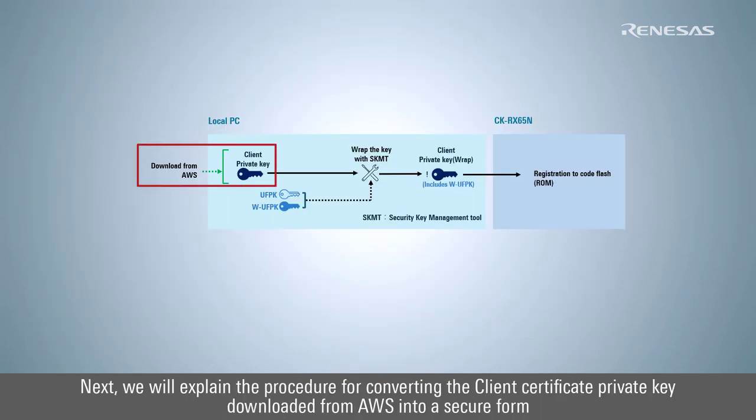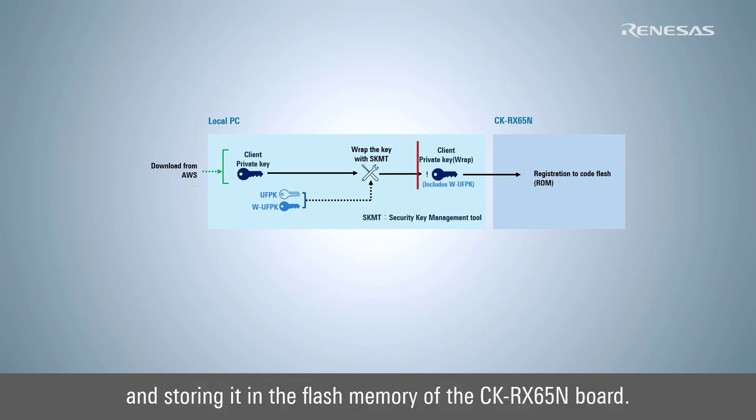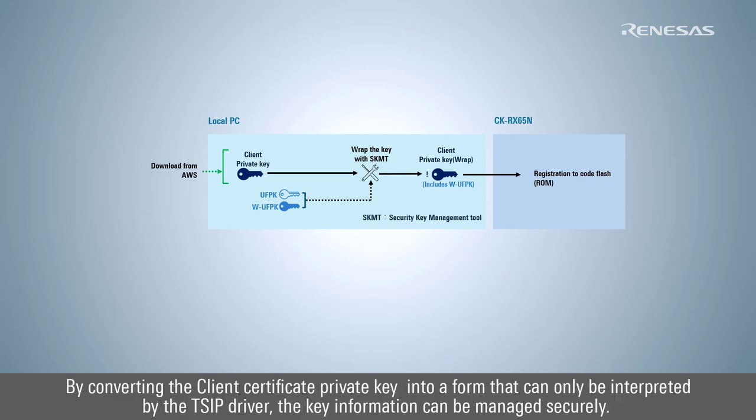Next, we will explain the procedure for converting the client certificate private key downloaded from AWS into a secure form and storing it in the flash memory of the CK-RX65N board. By converting the client certificate private key into a form that can only be interpreted by the TSIP driver, the key information can be managed securely.